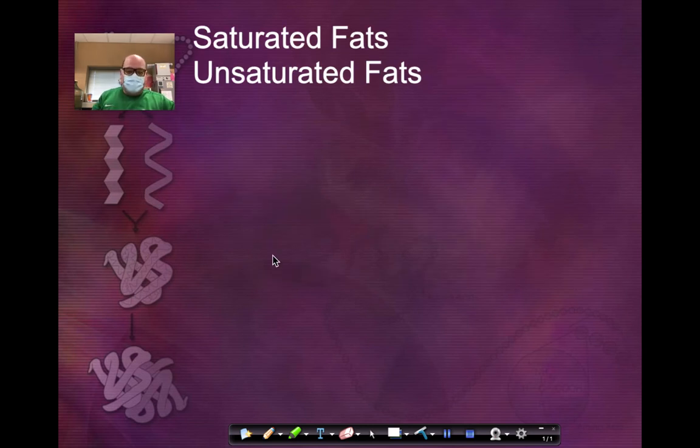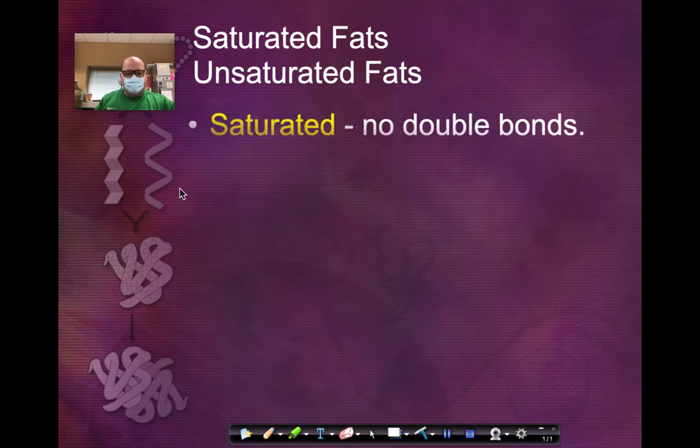Now, this is sort of like essential knowledge for the class right here. Saturated versus unsaturated fats. If I say something's saturated, that's really telling you it's full, it's completely full. If I say the sponge is saturated with water, we're talking it can't hold any more water. Unsaturated means there's a little room left. So let's look at the difference here.